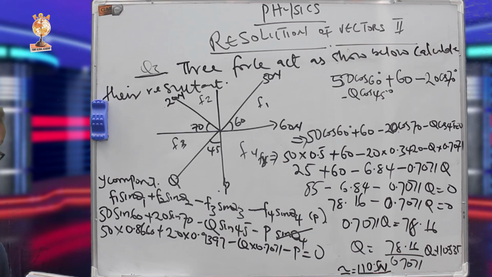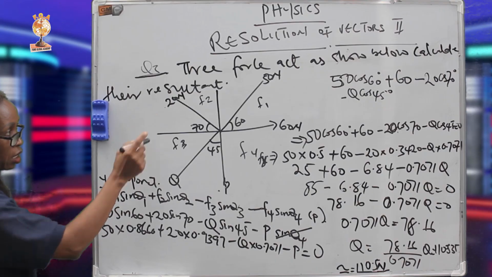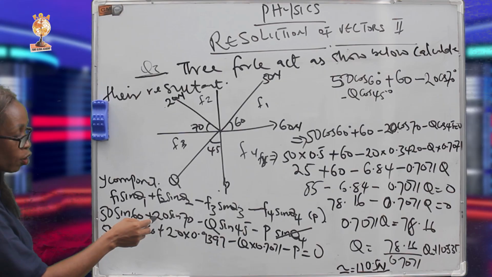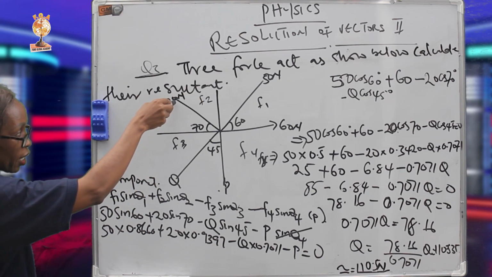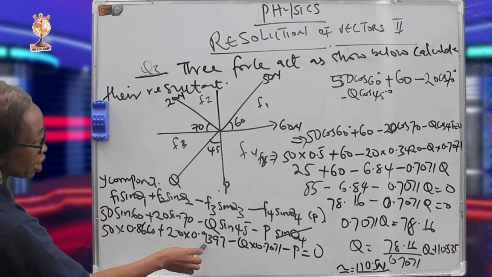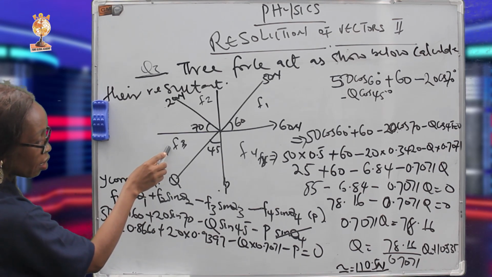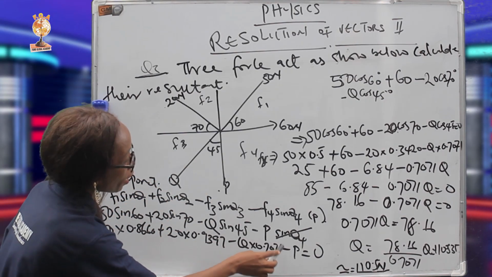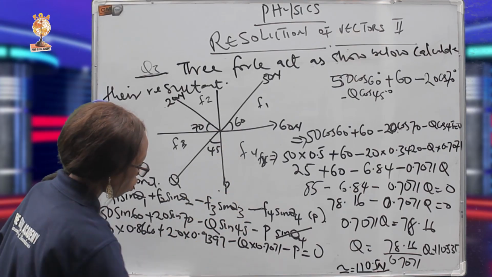Okay, I come again. 50 times sine 60, given as our theta 1, and sine 60 is 0.8660, plus 20 is for the coordinate of F2, that's the magnitude there. 20 times sine 70 is 0.9397, minus Q. For the F3, Q times sine 45, minus P for the 4. There is no angle, so it's gone, which is equal to 0.